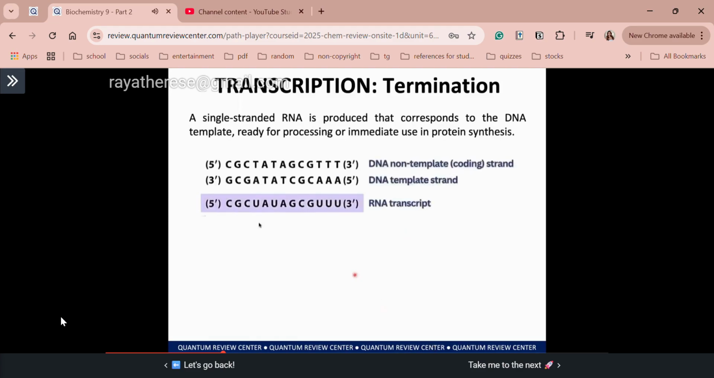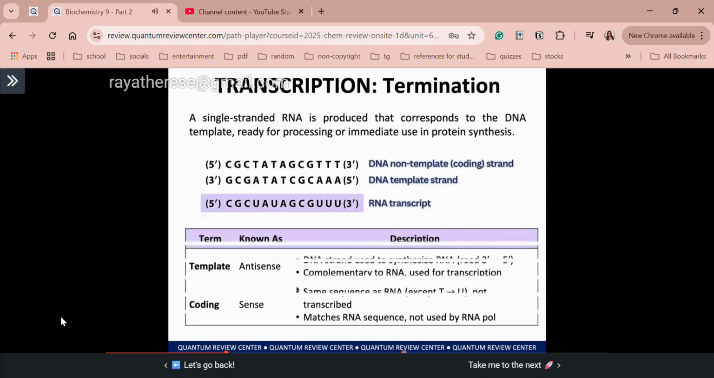So here is the difference first between the two. What we use in transcription is your template strand, and your non-template strand is the one that is discarded. We also call it your coding strand. Sir, what's the reason? Because it is actually similar to your RNA transcript, but here, instead of T, we replaced it with your U nucleotide.